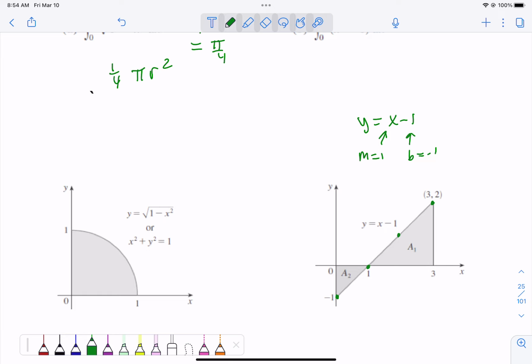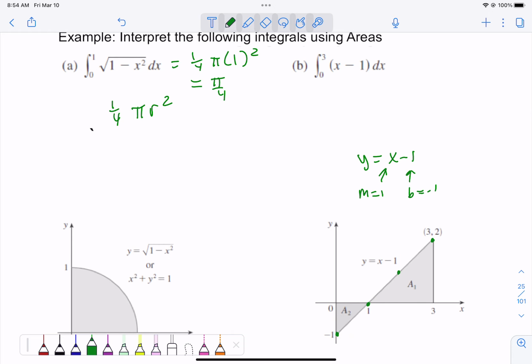Now, if we think about the area between the line and the x-axis, this first little triangular section here, which they have labeled A2, is a negative area because it's under the x-axis. The A1 region is above the x-axis, so it's positive. So this would be A1 minus A2. We would have to subtract off that area.